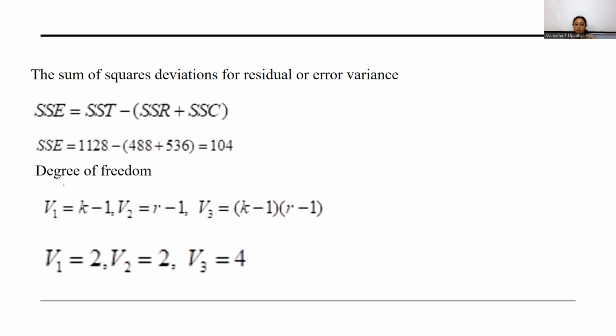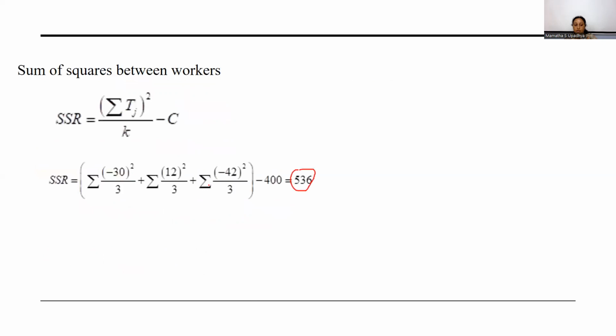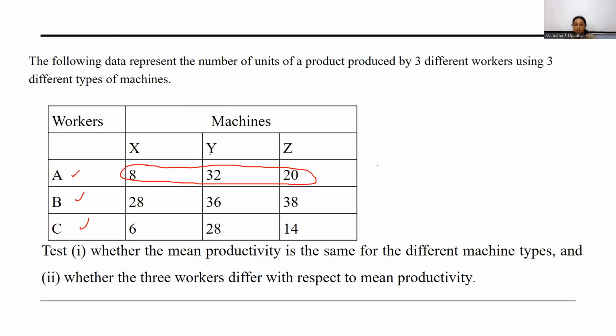After this we have to go with the degrees of freedom. The degrees of freedom is given by the formula V1 is equal to K minus 1, V2 is equal to R minus 1, and V3 is K minus 1 multiplied with R minus 1. What is K? I have already explained what K is here. K is nothing but the number of groups, right? How many groups do we have? If you go with the previous statement of the problem, how many machines do we have? We have machines X, Y, Z. Only 3, right? So now our K is equal to 3.